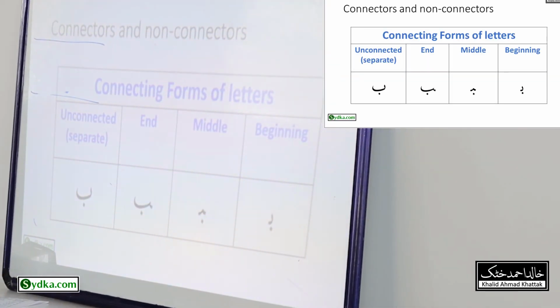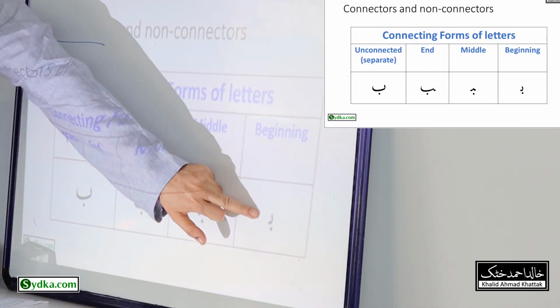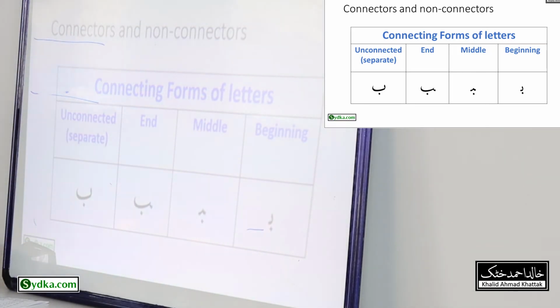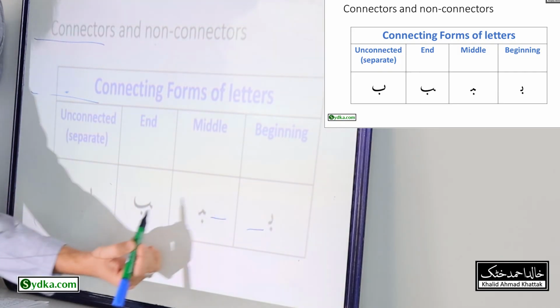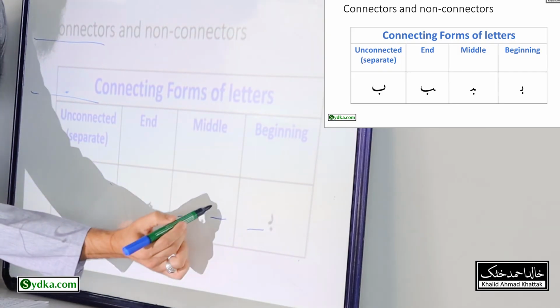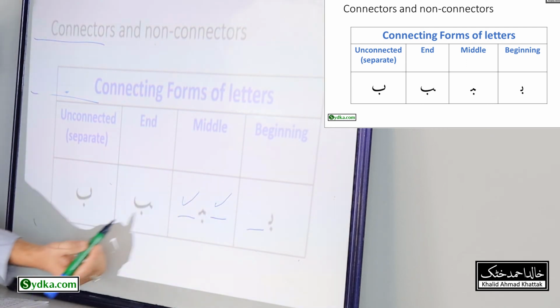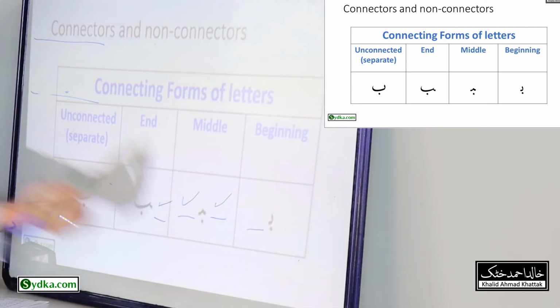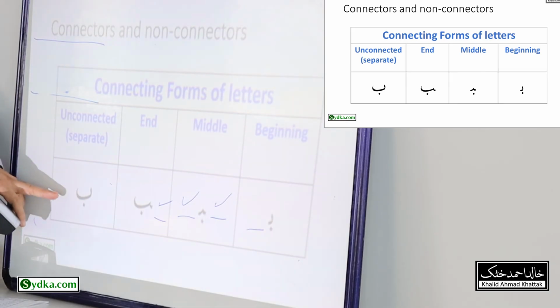So now it's the connecting forms. In the beginning, it looks like this. This means you can connect something after it. So ba is a connecting letter, or a connector, because you can connect something before it or after it. So you can connect something here and something there. And at the end, it looks like this. You can connect something before it. And when it comes on its own, it looks like this.